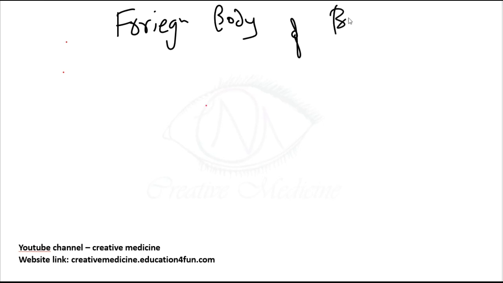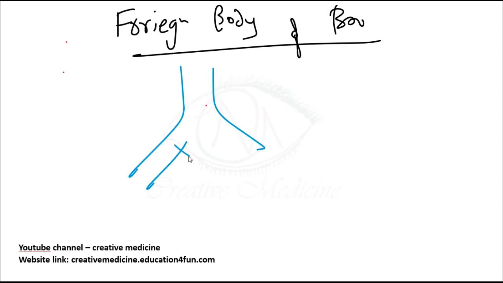Hello friends, let us now learn some important points about the foreign body of bronchus. So if you see foreign body of bronchus, whenever the foreign body enters the bronchus, it will cause obstruction, right? Because of this obstruction, it will initially cause choking, and then the patient will have cyanosis followed by unexplained cough and unexplained unilateral wheeze.